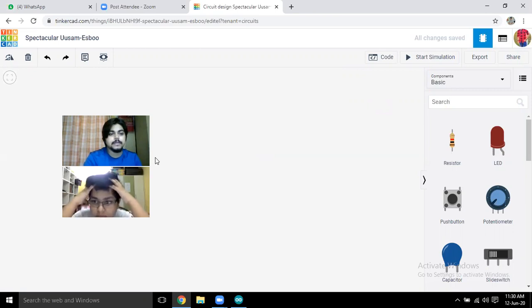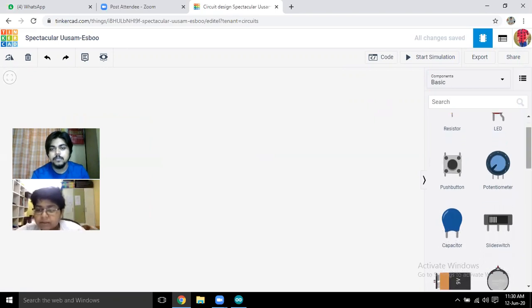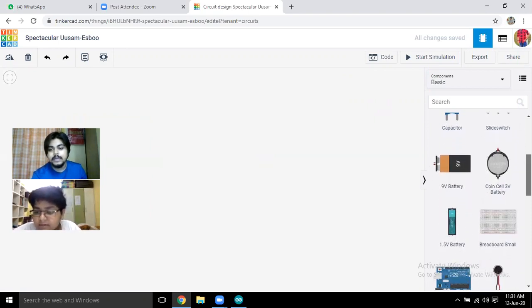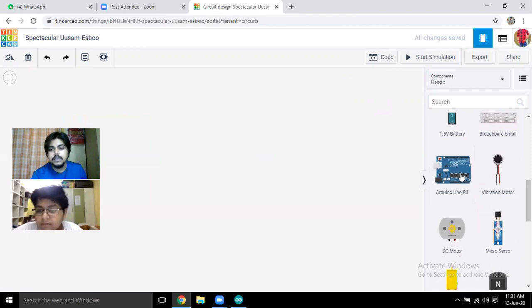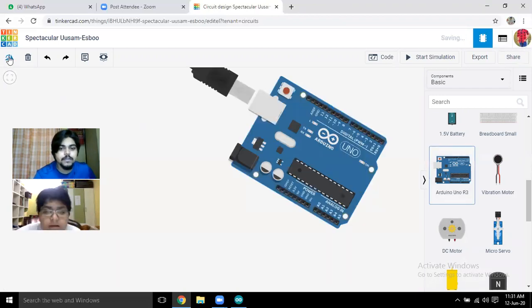You can see that many things are present over here. Resistors, LED, push button, transistor. Then you can see the battery is present over there. Here is the Arduino board which we were looking for.